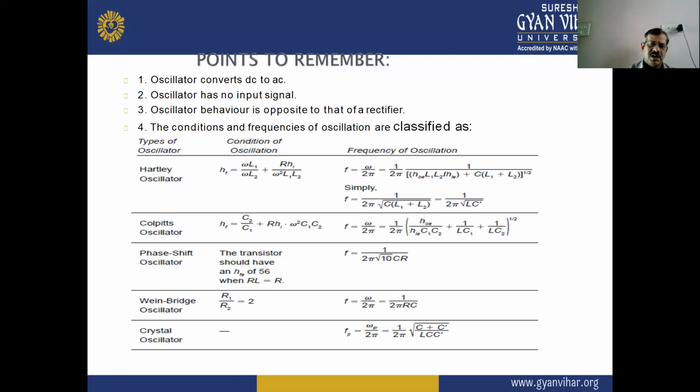And the last one is the crystal oscillator. There is no condition for oscillation for this type of oscillator. The crystal oscillator frequency is F equal to 1 upon 2 pi under root C upon C plus C dash upon LC into C dash. So these are some points to remember for oscillators.